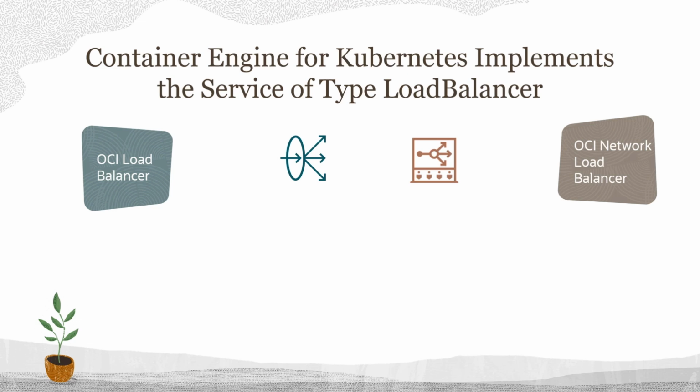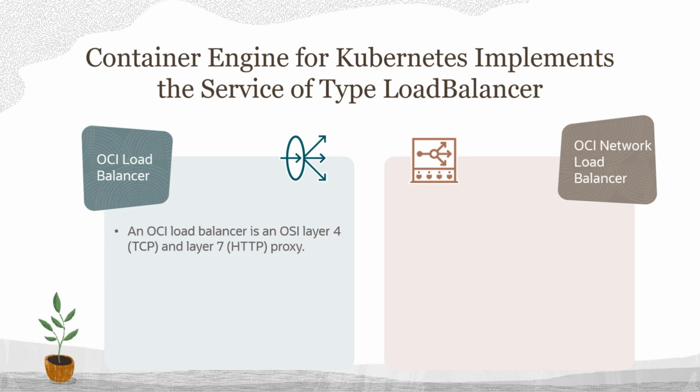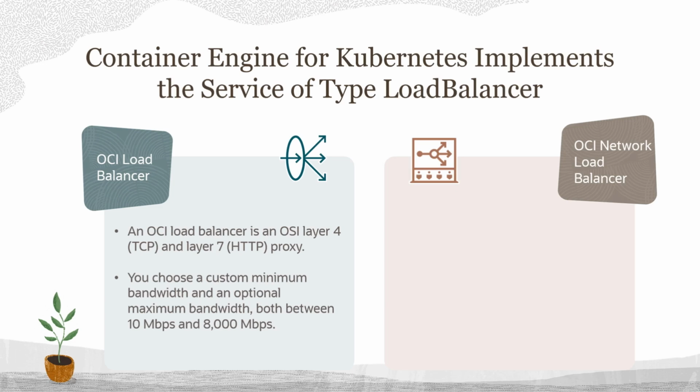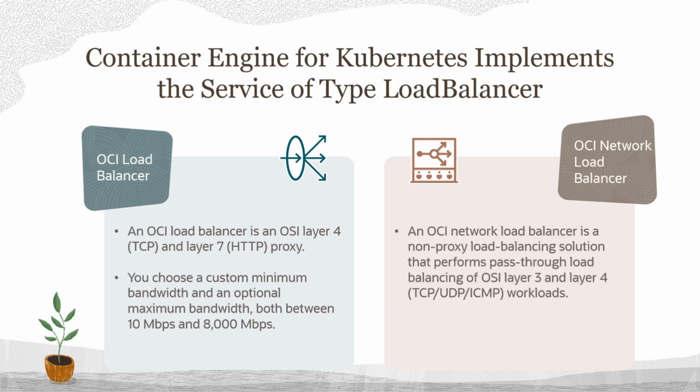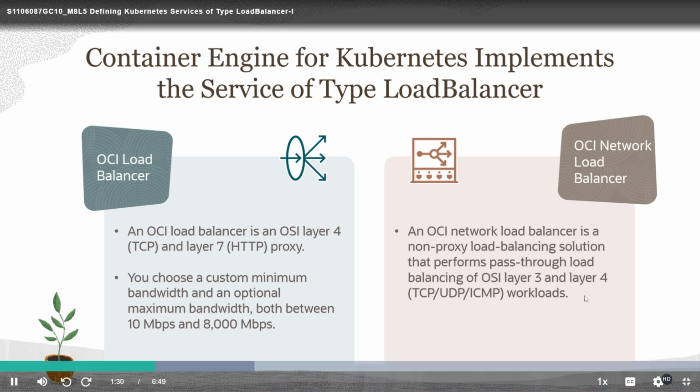Let's explore the disparities between an OCI load balancer and an OCI network load balancer. OCI load balancer operates at OCI layer 4 TCP and layer 7 HTTP as a proxy. It provides customization options for minimum and maximum bandwidth ranging from 10 Mbps to 8000 Mbps. On the other hand, OCI network load balancer serves as a non-proxy load balancing solution that conducts pass-through load balancing for OCI layer 3 and layer 4 workloads.